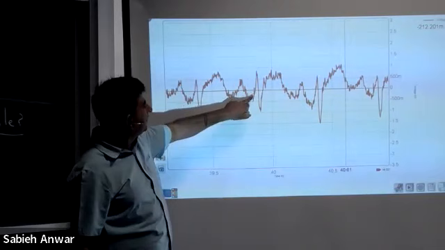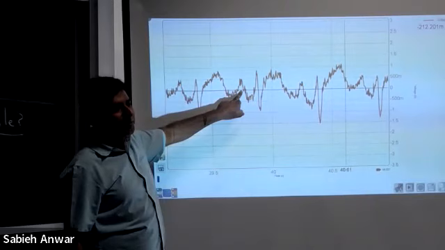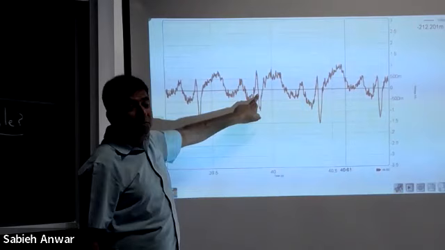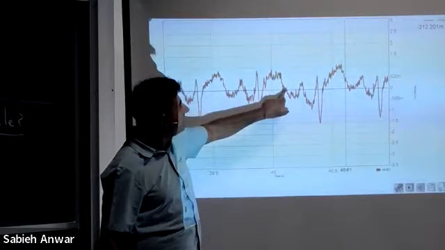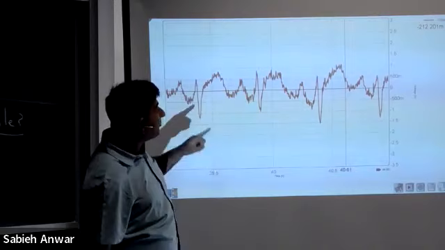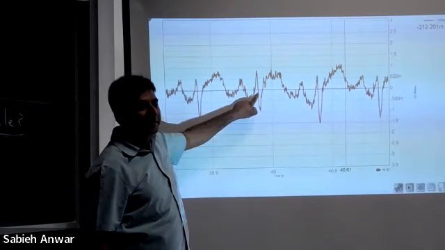Just before this complex, there is a P wave. The P wave corresponds to contraction of the atria, the depolarization of the atria. The QRS complex corresponds to depolarization of the ventricles. This hump after the QRS complex is called the T wave. It corresponds to the repolarization of the ventricles. The repolarization of the atria is hidden, is masked by the depolarization of the ventricle.